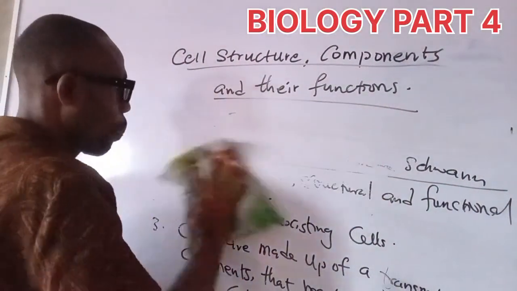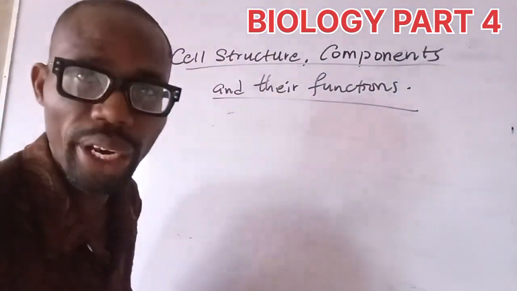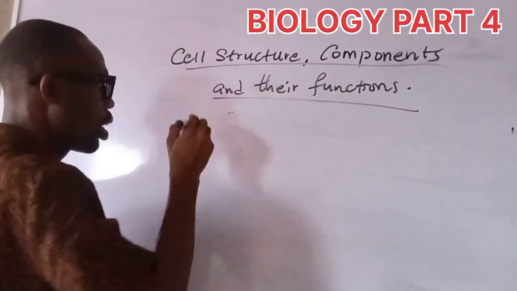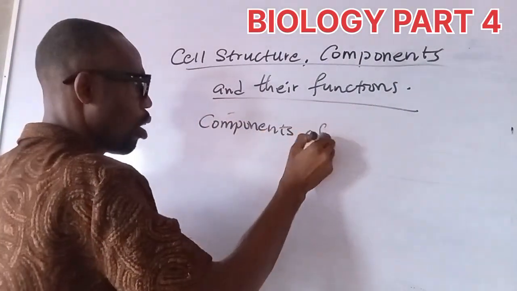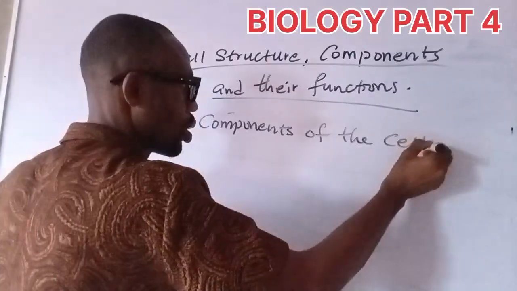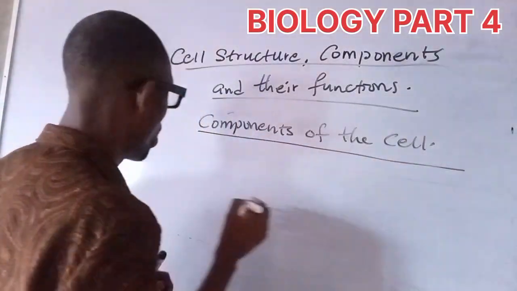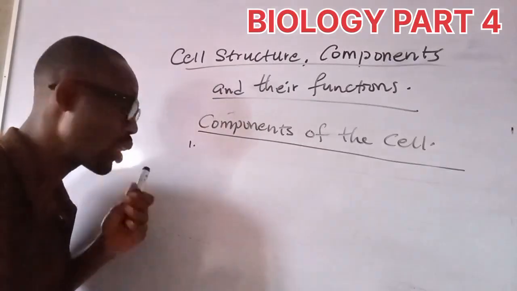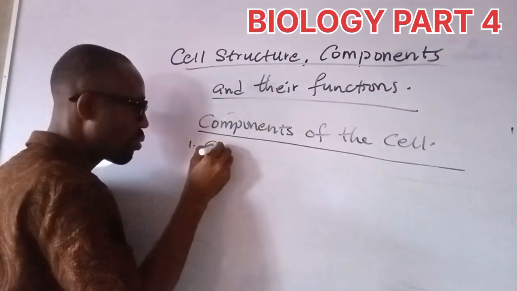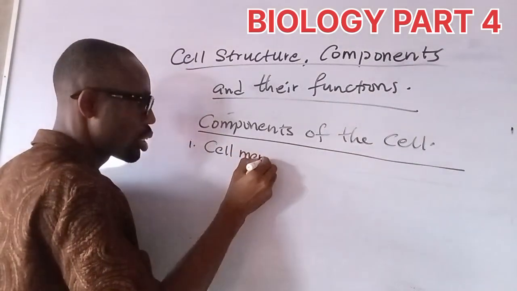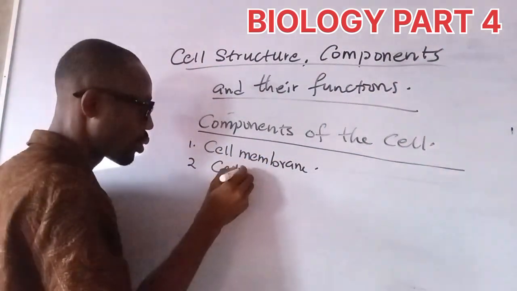In this subtopic, we're looking at the components of the cell. What are the components of the cell? What you can find inside the cell include, number one, cell membrane. Number two, cell wall.